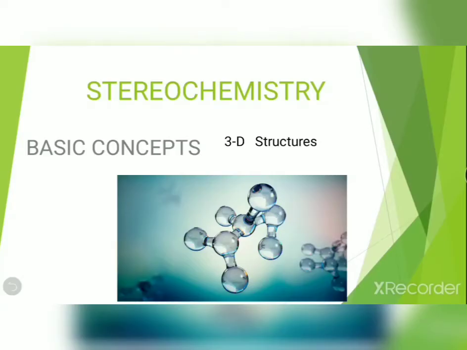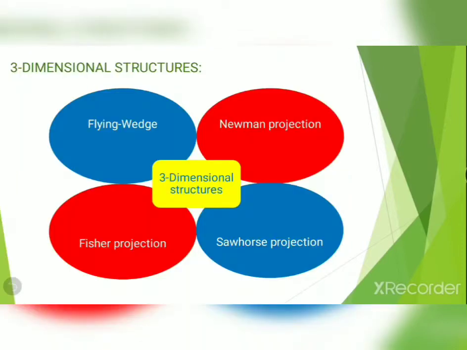Everyone, today we will have our fourth lecture of stereochemistry, which is based on three-dimensional structure. As we know, stereochemistry deals with the three-dimensional structure. The three-dimensional structures are represented in two-dimensional form on the plane of paper or blackboard because they cannot be represented in three dimensions on the plane of paper. So how is it represented? We will see the methods.